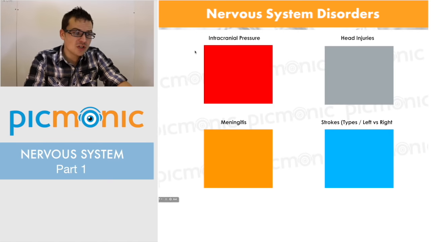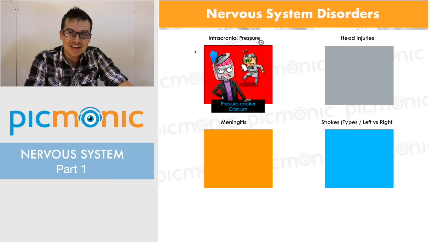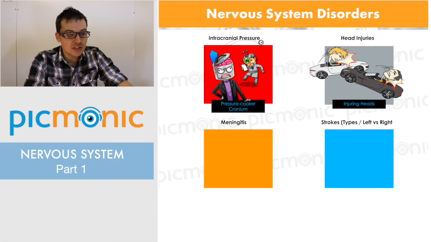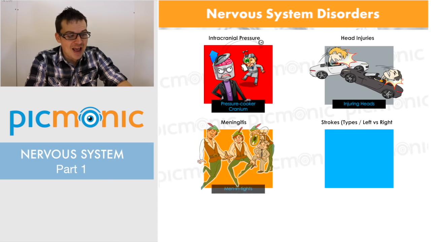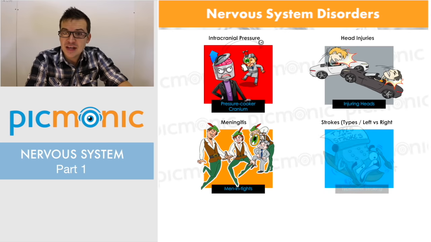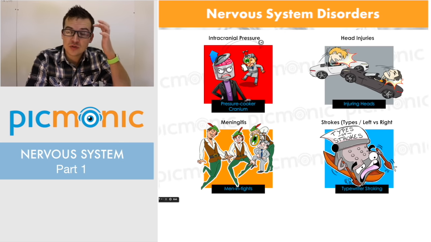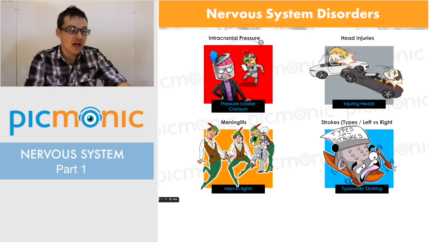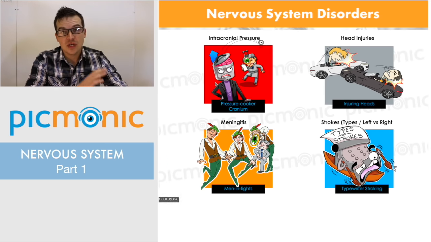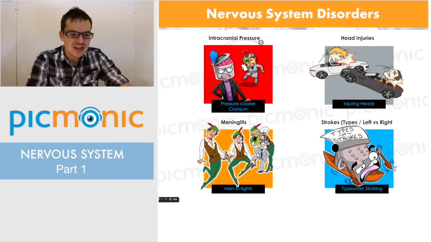So for part two, we're going to talk about intracranial pressure and the associations there. We are going to quickly touch on head injuries, and then we're going to talk about meningitis, and then we're going to talk about strokes, types of strokes, as well as left and right hemisphere stroke assessment and knowing those one from the other. And that's really, really important, making sure you know the differences. So let's go and get started.